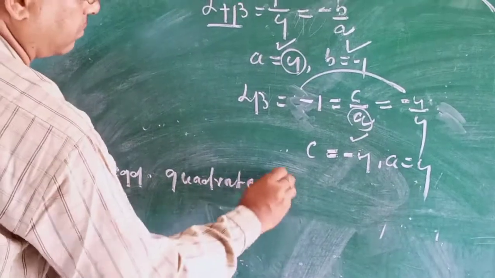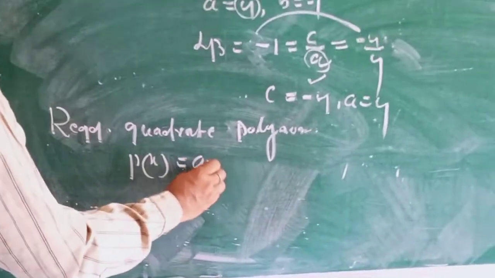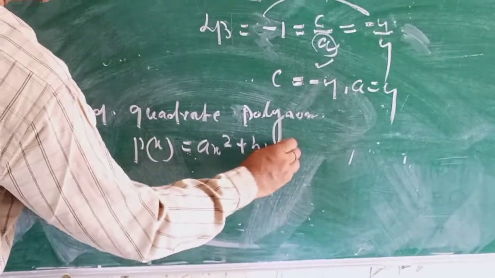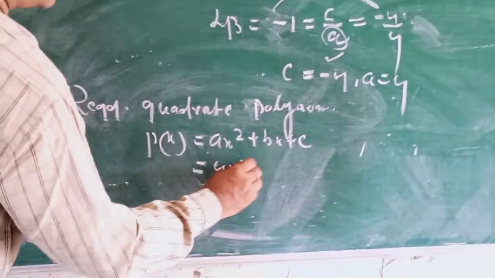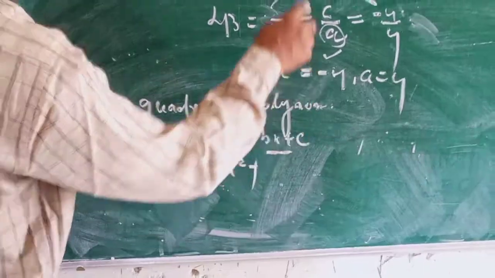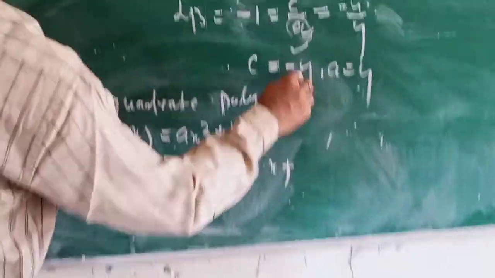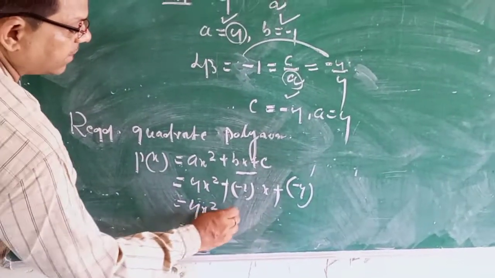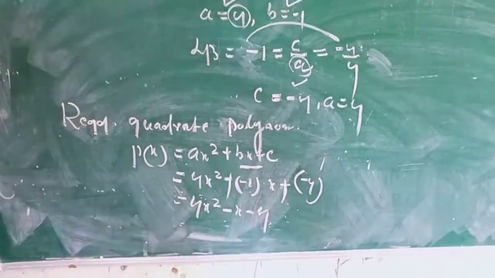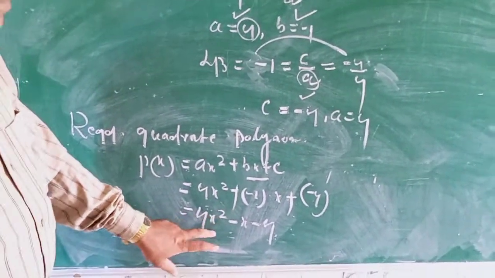Now the required quadratic polynomial is p of x equal to ax square plus bx plus c. In place of a you can write 4x square, plus bx, here b is equal to minus 1, so plus minus 1 into x, plus c is equal to minus 4. Or you can write this as 4x square minus x minus 4. So this is the quadratic polynomial.